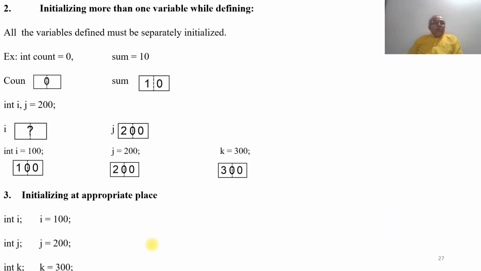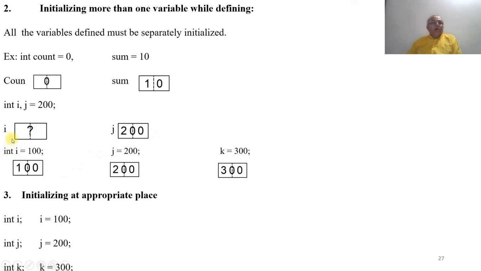Then point number 2, initializing more than one variable while defining. All the variables defined must be separately initialized. For example, int count equals 0: the count variable will be assigned the value 0, as shown. Sum equals 10: the sum variable will have 10, as it is an integer type, so it doesn't contain a decimal point. Then int i, j equals 200 semicolon. In this case, i is not initialized, so i will contain a garbage value, and 200 is assigned to j.